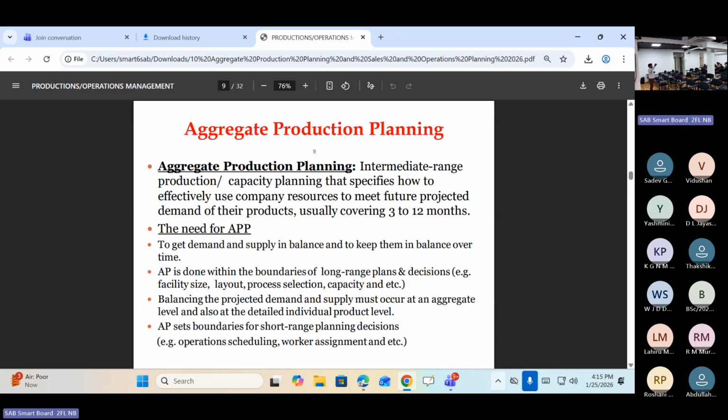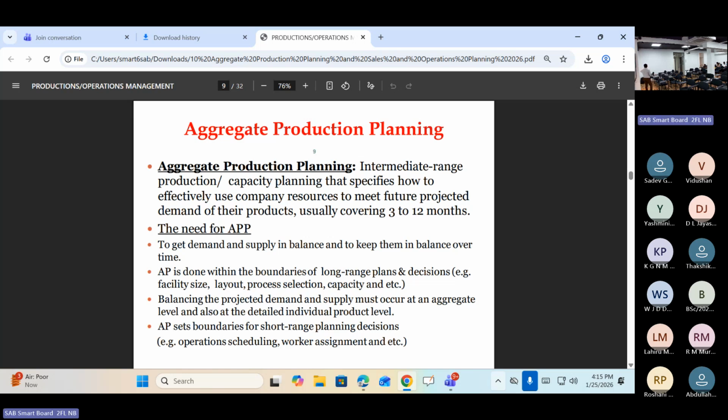So to supply the next 6 months' products, you'll have to immediately start negotiating with your suppliers and getting things arranged, as we discussed in supply chain management last week. It takes time. That is one reason why aggregate production planning is important.